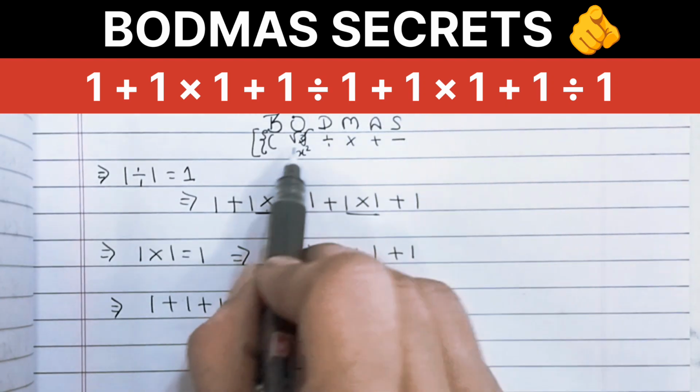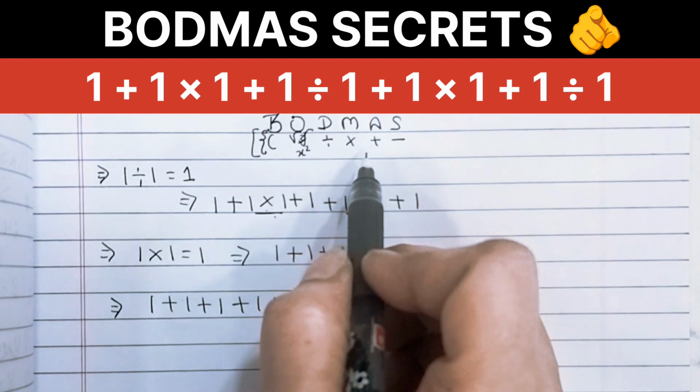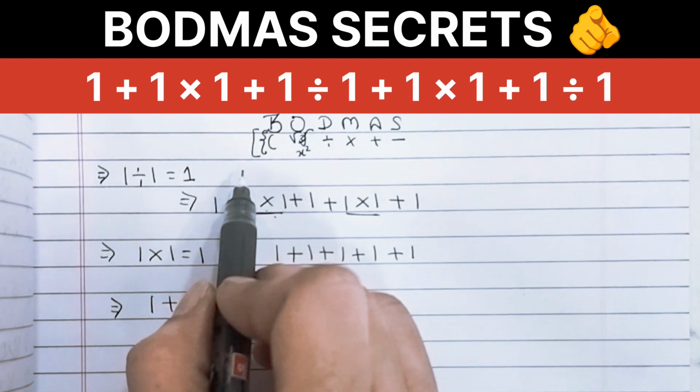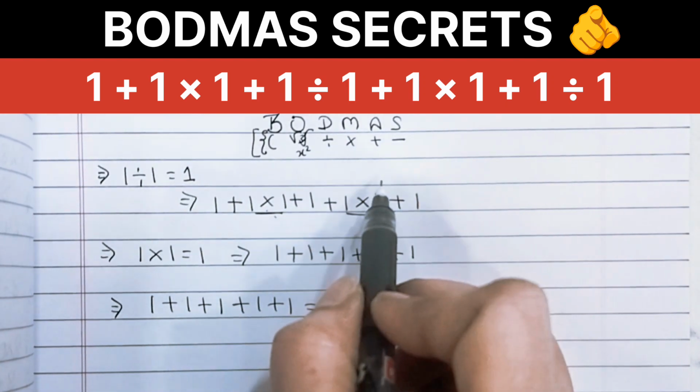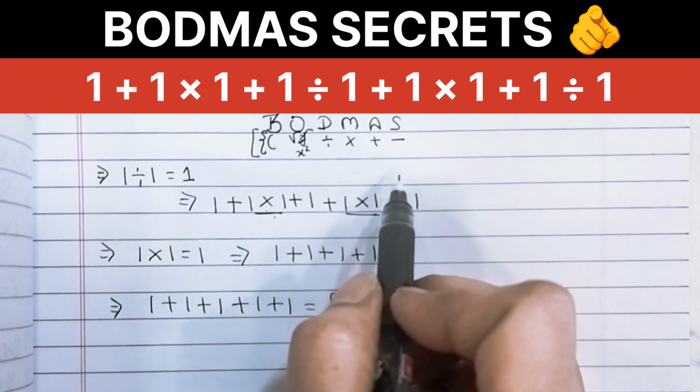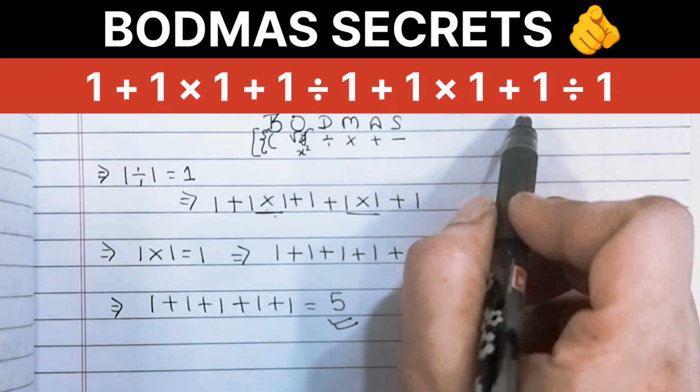In conclusion, by following the BODMAS hierarchy, we ensure that the operations are processed in the correct logical order. If we had simply calculated from left to right, the result might have been different and mathematically incorrect. So the final value of this expression is 5.